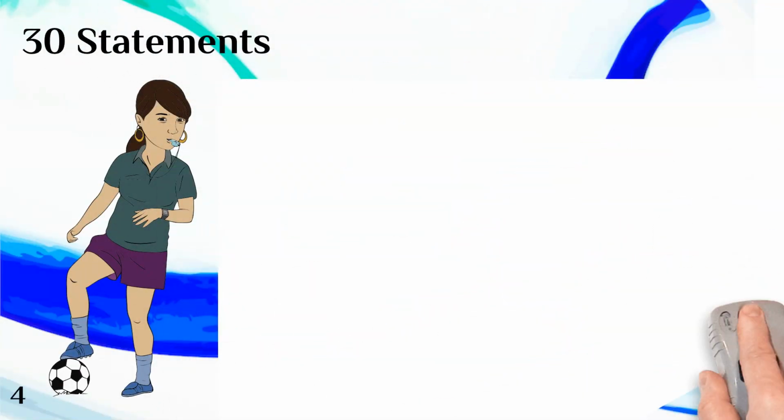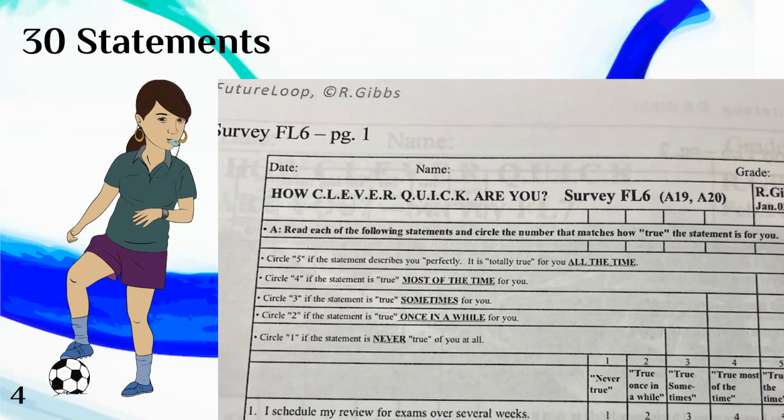There are 30 statements on Survey FL6. Once again, the directions. Read each of the following statements and circle the number that matches how true that statement is for you. You should circle a 5 if the statement describes you perfectly. That is, if it's totally true for you all the time. Circle a 4 if the statement is true most of the time for you. Circle a 3 if the statement is true sometimes for you. Circle 2 if the statement is true only once in a while for you. So that is, occasionally. Circle 1 if the statement is never true for you at all.